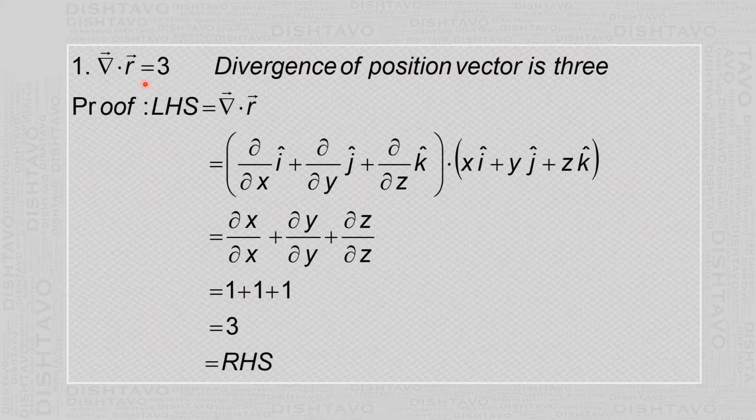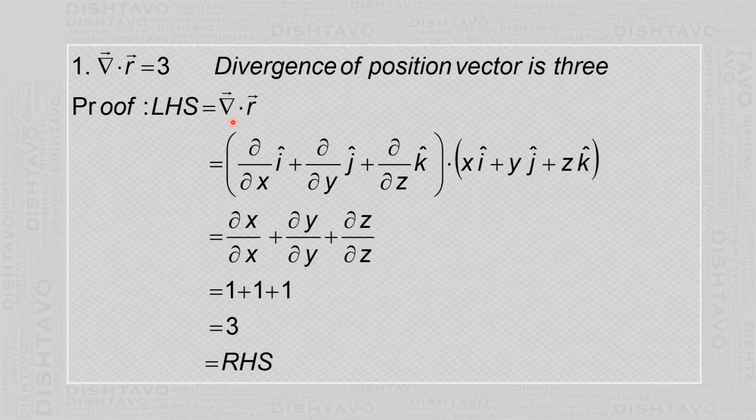Now for this identity and for other identities, we'll start with the left hand side and then we'll simplify it to show that it is equal to the right hand side. So let us start with the left hand side, which is equal to vector del dot vector r. Now this is a dot product of the del vector and the position vector. In the dot product, we use the formula as the sum of the products of the components.